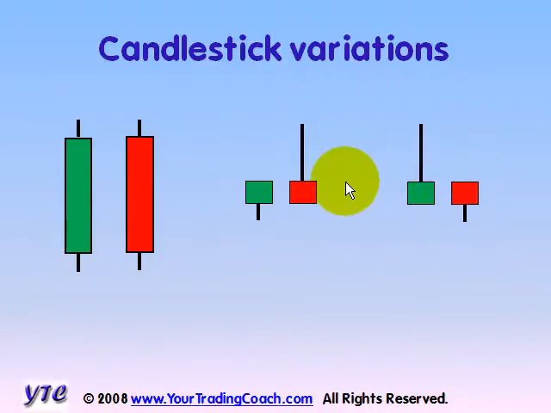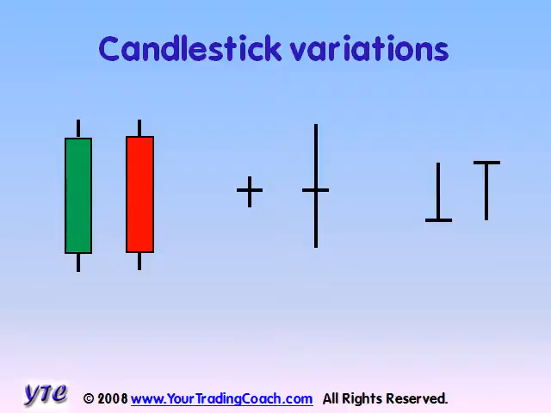Continuing with the variations, you will also see different body sizes. For example, the narrow range bodies here, when compared with the wider range bodies here, indicating less of a difference between the open and closing prices. And in some cases, there will be no real body at all, indicating the open and close price at exactly the same price. This is commonly referred to as a doji.